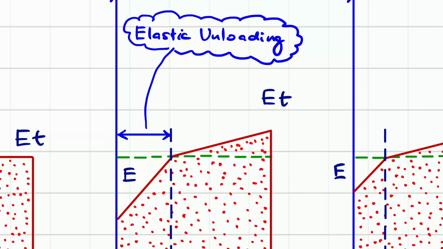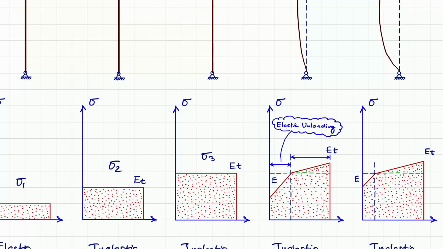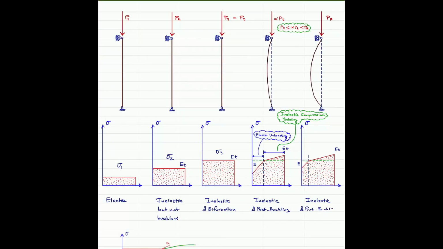Whereas the other part is still inelastic, because you have additional compression. So that will be inelastic compression yielding. Two different zones.